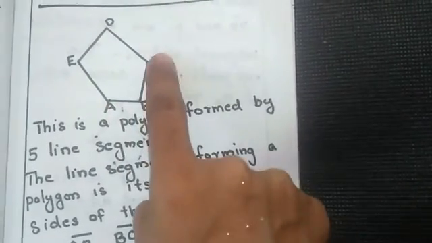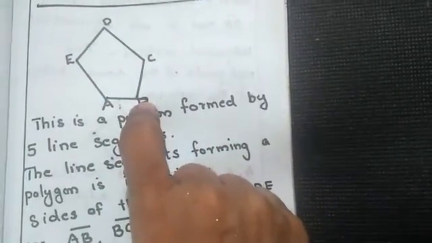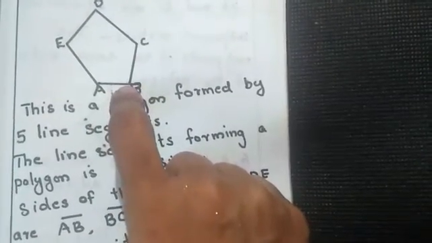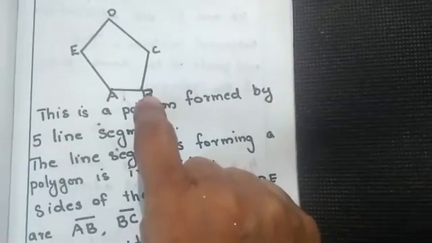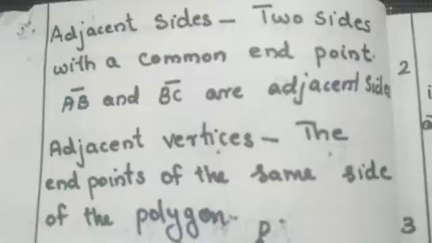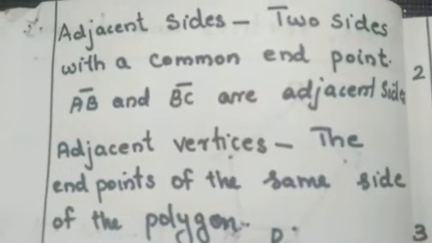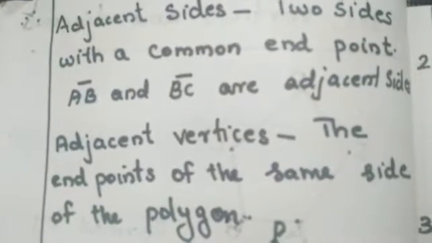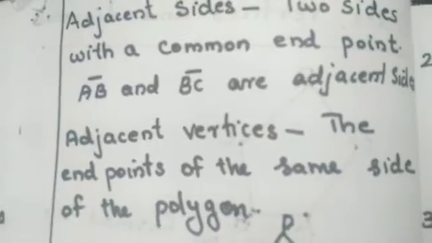AB and BC are adjacent sides. EA and AB are also adjacent sides. There is a common vertex. Adjacent vertices means the endpoints of a side. So adjacent sides are the sides with a common endpoint, and adjacent vertices means the endpoints of the same side of the polygon. Okay, do you understand now?